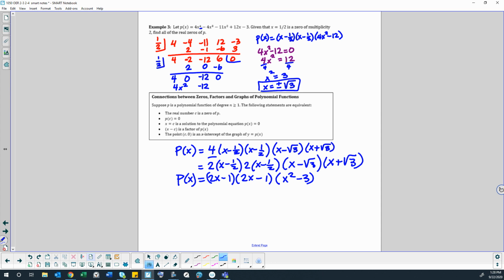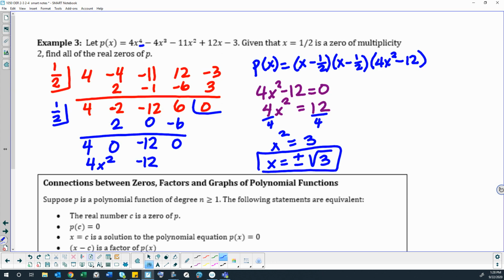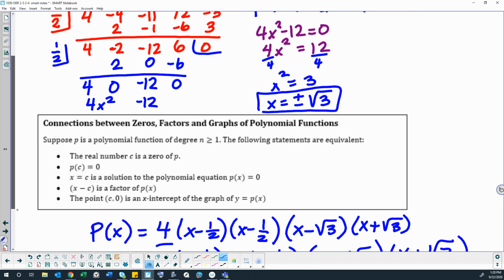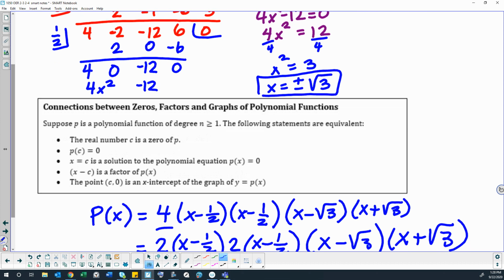Okay, so let's connect this all together. Everything we're talking about here goes with what we're going to learn in section 2.4. So we've already got a head start on 2.4. We learned about this in chapter 1. Suppose p is a polynomial function of degree greater than or equal to 1. The following statements are equivalent.